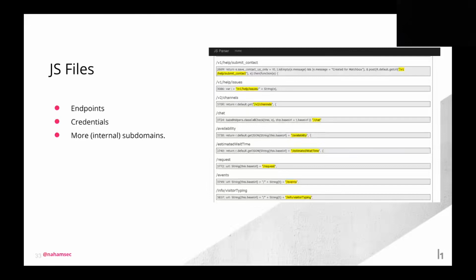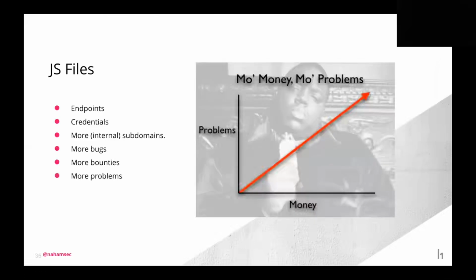actively looking for it. And sometimes you'll find some internal subdomains, hosts that are not really easily accessible, or you can't find them with the other ways that you'll try. And then that also gives us more bugs, more bounties, and more problems.